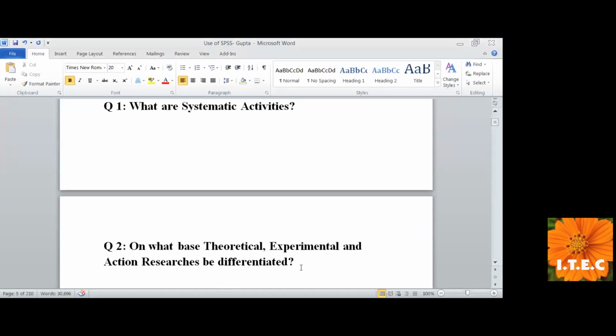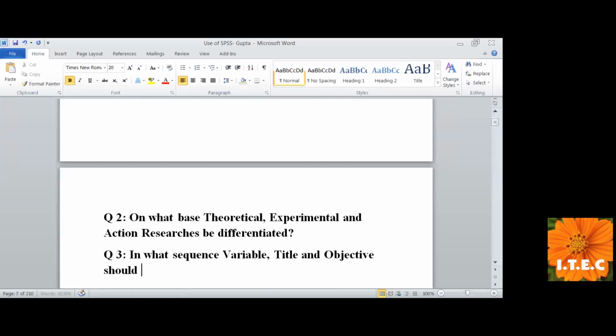So let me write the question. In what sequence should variable, title, and objective come?